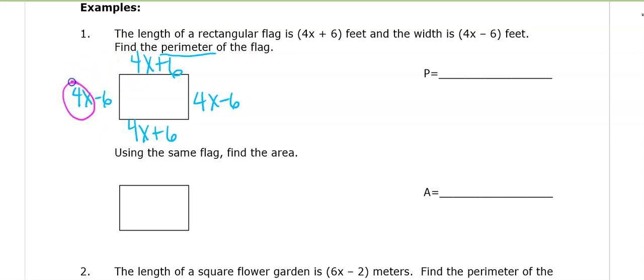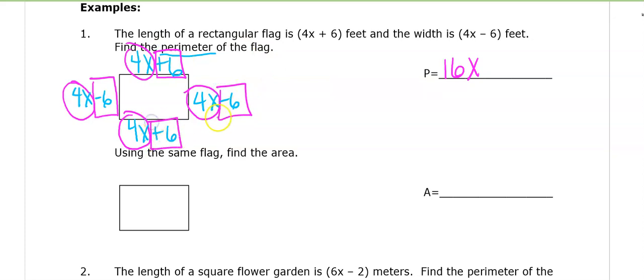So I have 4x, which has the same last name as 4x, and as 4x, okay? 4x plus 4x is 8x, plus 4x plus 4x is 8x, for a total of 16x. Then I'm going to combine all the other like terms. Negative 6 plus 6 is 0, minus 6 and plus 6 is actually 0. They all end up canceling out. So my perimeter is 16x feet. Don't forget those units right there.